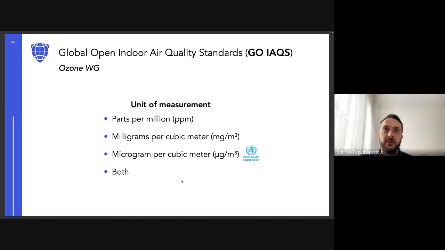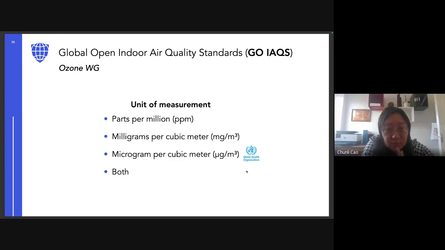Someone else disagrees with Kiri's opinion? Should we move with parts per billion for ozone measurements or not? Yeah.